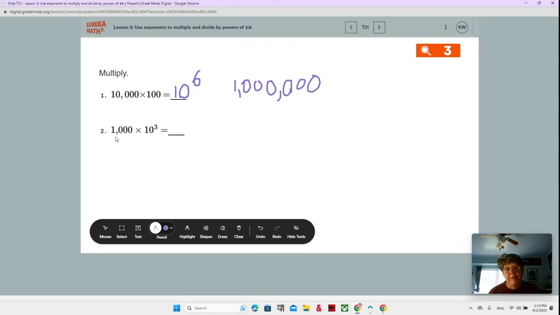Okay, now 1,000 times 10 to the 3rd power, I could say, yep, there's 3 zeros, and here's a 3, so that also will be 10 to the 6th power, or 1,000,000, right? You can write it. Okay, I can write it 1,000,000. Both of these answers are correct, right? This one's just a lot faster to write, isn't it? Okay, all right. Let's go to number 3.